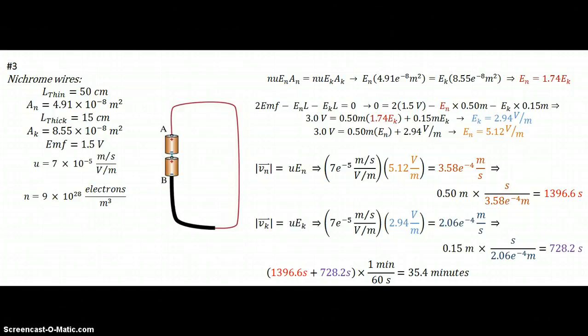In order to find the time it takes an electron to drift through the 2 wires from location B to location A, I used the magnitude of the electric field and the electron mobility to find the velocity for each wire. I divided the length of each wire by its corresponding velocity to find the time in seconds. I added the 2 components together, and for this problem converted the time into minutes.